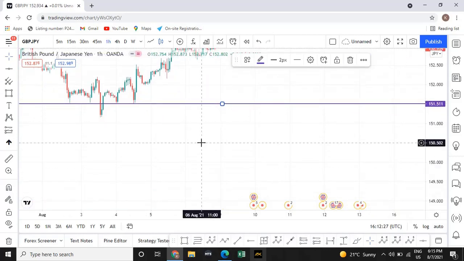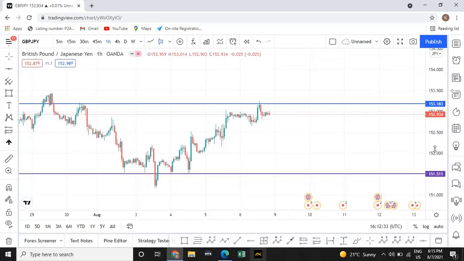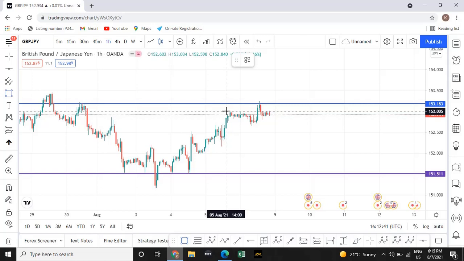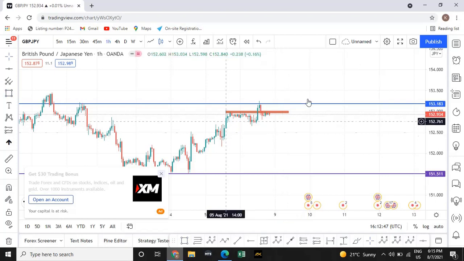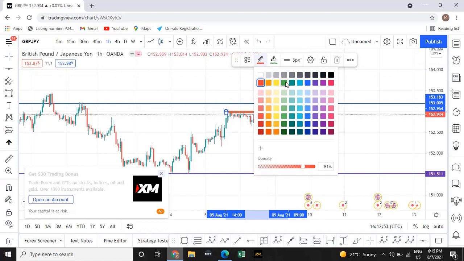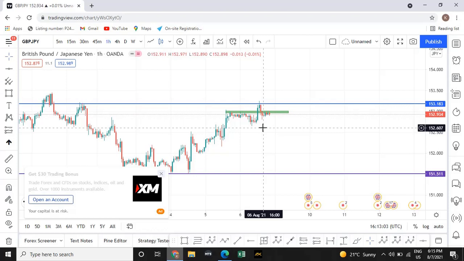And we're still going to do the same thing. So here, instead of drawing lines to make our chart neat, I'm going to use the rectangular zone. So yeah, this is our previous highest, and here is going to be our previous lowest.